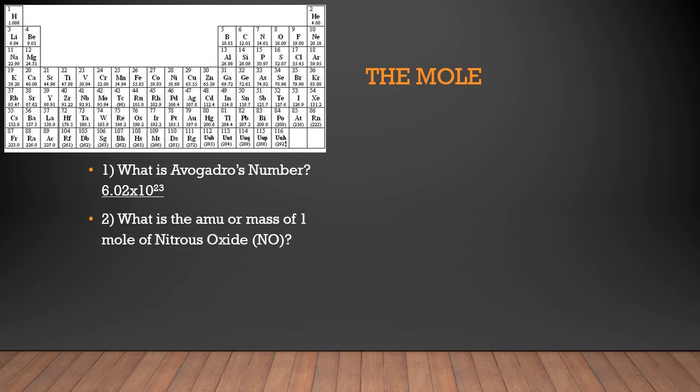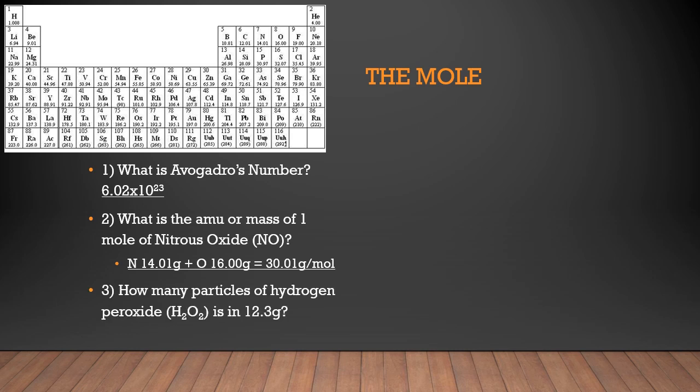What is the AMU, or mass, of 1 mole of nitrous oxide? So to find that out, we would need to look at nitrogen and oxygen on the periodic table, and you see their atomic weights there. And what you're going to do is add those together because we have 1 mole of each of those as designated by the formula, and you add them up. 14.01 grams plus 16 grams equals 30.01 grams per mole.